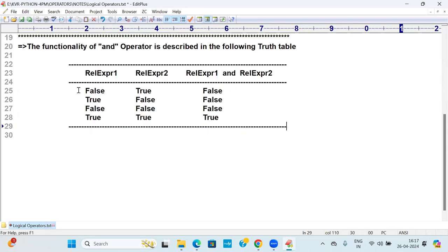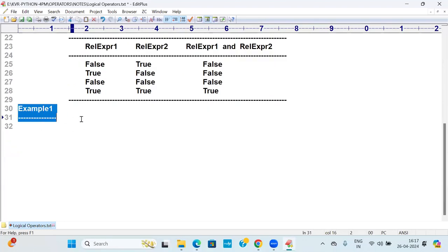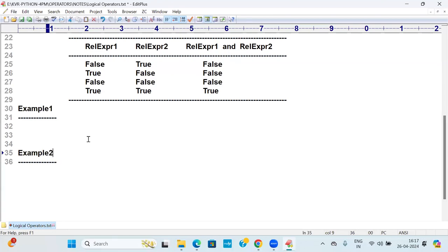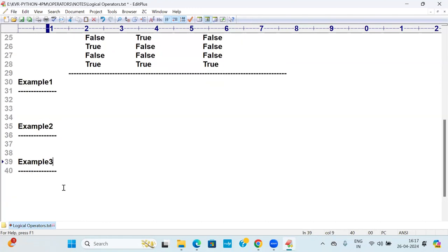So coming to this place: false, true, false. True, false is false. False is false. True and true is true. Let me talk about example one. I will talk about different types of examples. You already learned this; it's not new. Example two, I will talk about. It's also not new, you are already aware of it. That is not the specialty of my class. Example number three is special. This is what I'm interested to explain. Let me go to example number one.